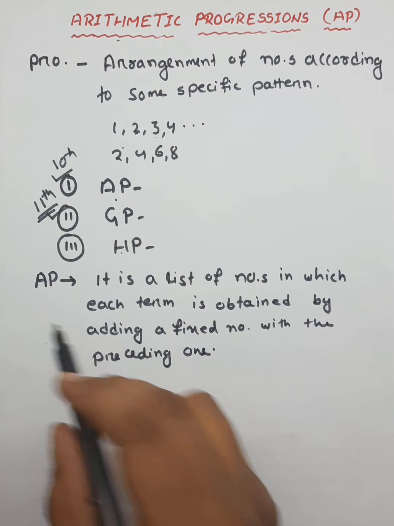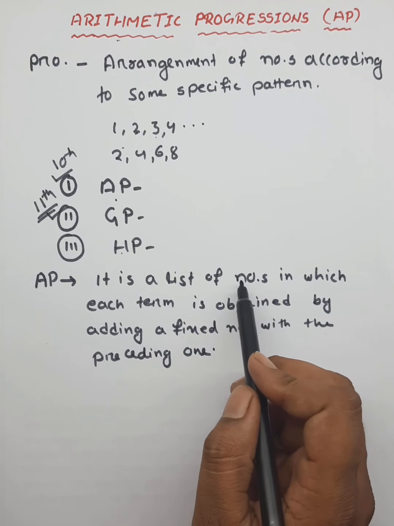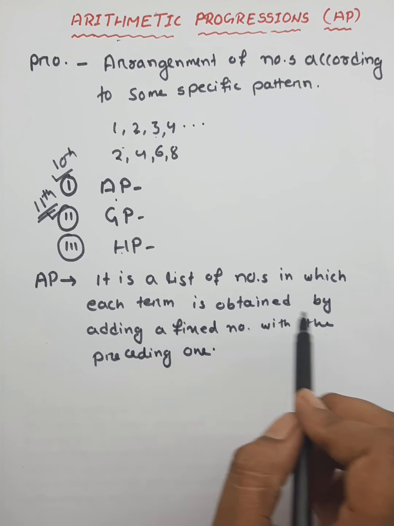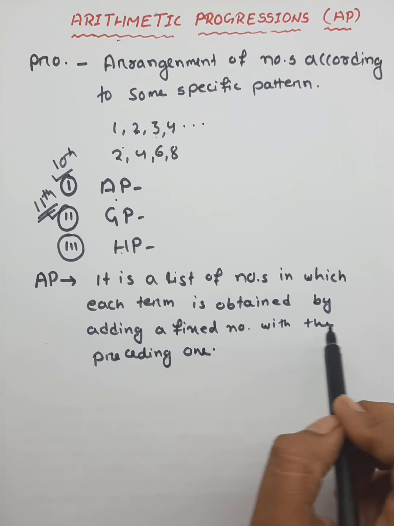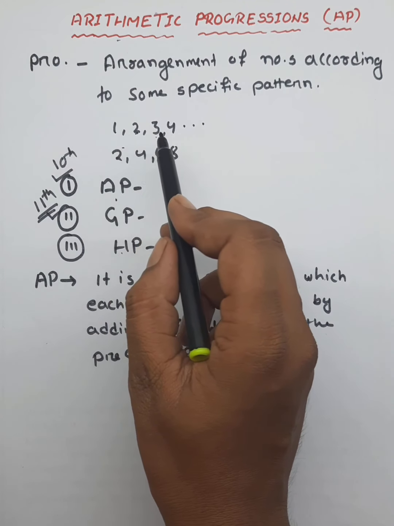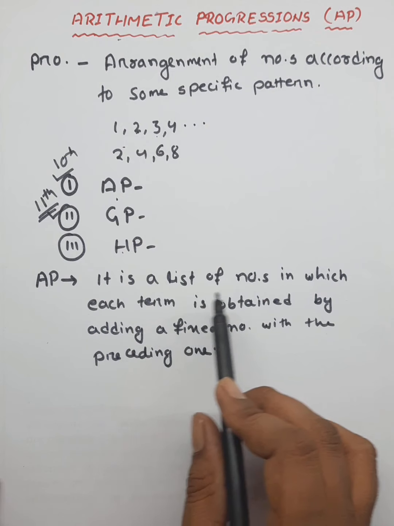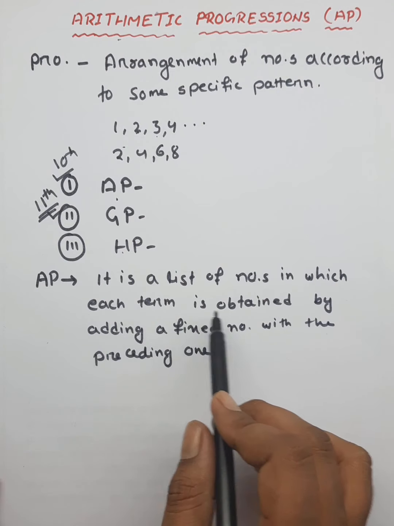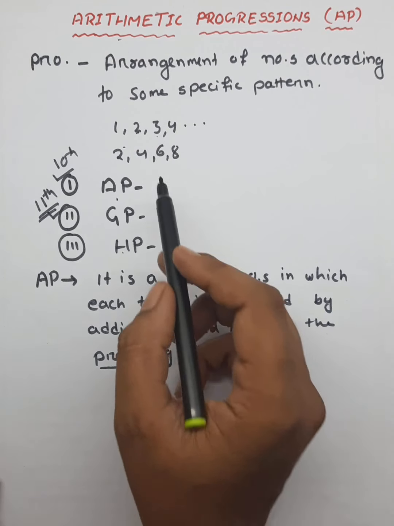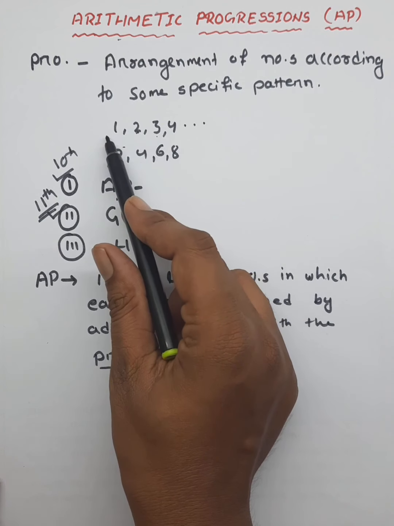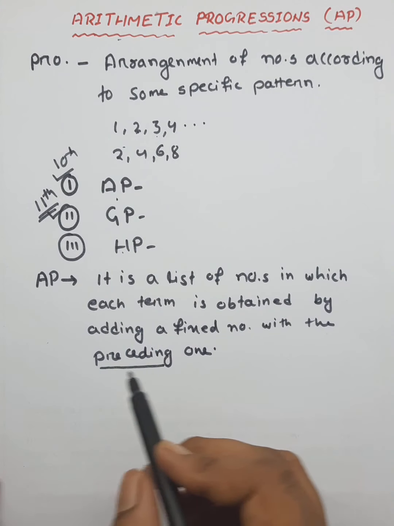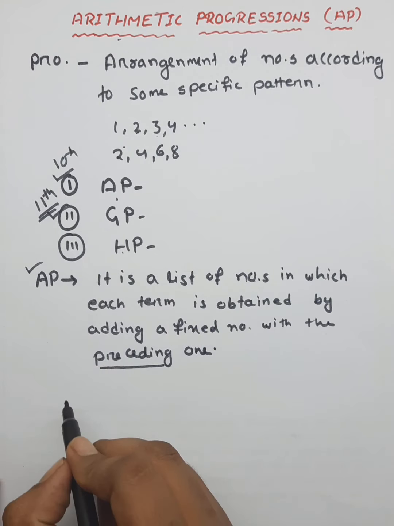So what is AP? AP is a list of numbers, or arrangement of some numbers, in which each term is obtained by adding a fixed number to the preceding one. Each number is called a term. Preceding means the number before it. The preceding of 2 is 1 and the preceding of 3 is 2. This is called AP.